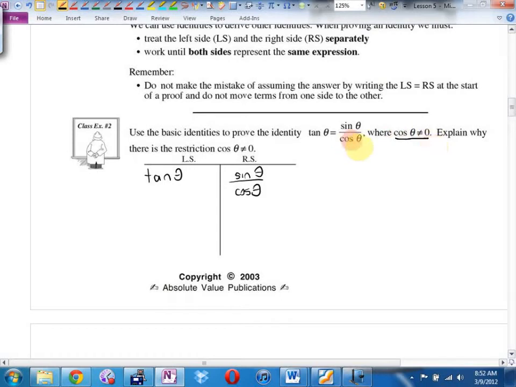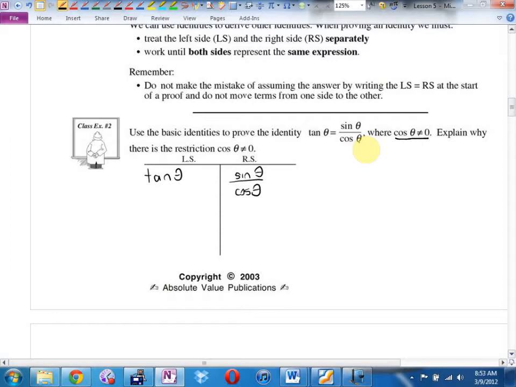Why can't cosine of theta work out to 0? Why do they have to be careful and add that restriction? Okay, can't divide by 0. We're going to be sloppy in most of our identities, Ellen. We're going to assume that you know the restrictions. We're going to, in the first couple, mention the restrictions, and then we're going to say, ah, forget it.